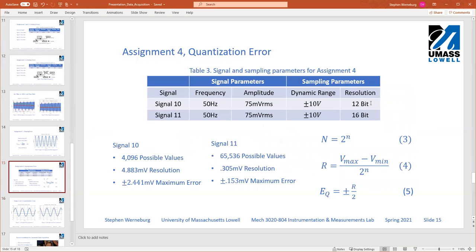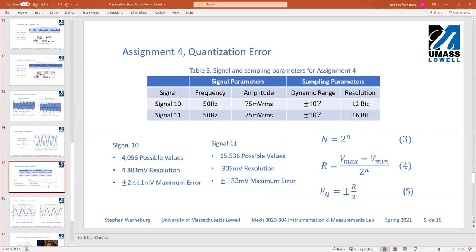So in assignment 4, we were measuring quantization error. And so what we did here was turn the amplitude of the function generator all the way down, and then turn the dynamic range up to plus or minus 10 volts. And then we measured 2 signals, one with 12-bit resolution and one with 16-bit resolution.